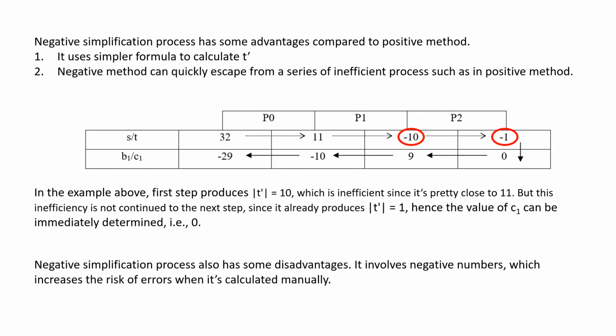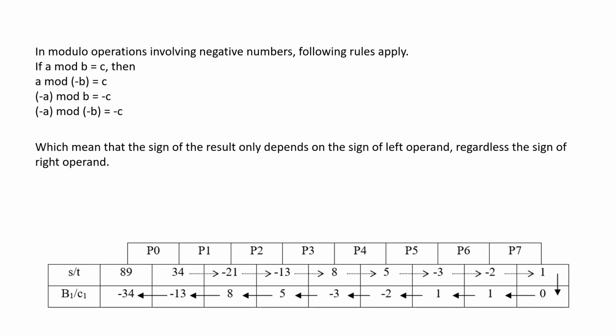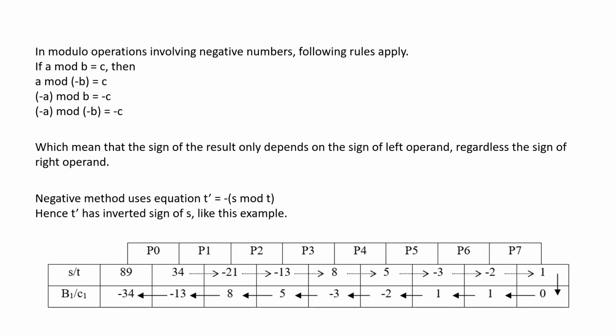Negative simplification process also has some disadvantages. It involves negative numbers, which increases the risk of errors when it's calculated manually. In modulo operations involving negative numbers, following rules apply. If A mod B equals C, then A mod negative B equals C, negative A mod B equals negative C, negative A mod negative B equals negative C. Which means that the sign of the result only depends on the sign of left operand, regardless the sign of right operand. Negative method uses equation t prime equals negative s mod t, hence t prime has inverted sign of s, like this example.